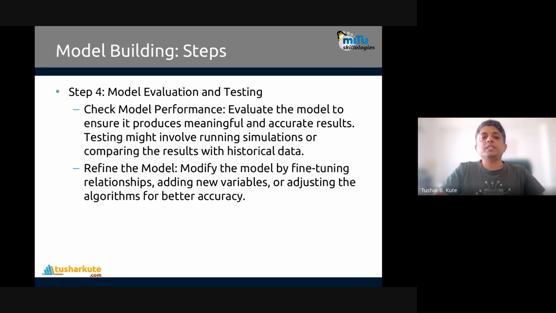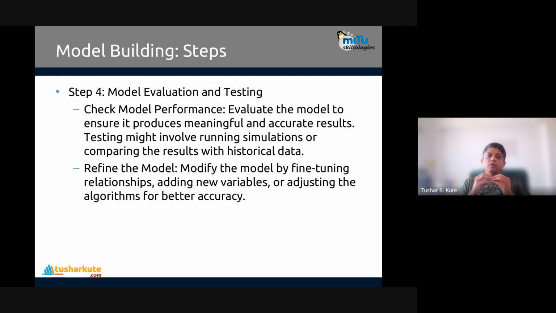With the help of it, you can see how to evaluate this model to ensure it produces meaningful and accurate results. Testing might involve running simulations or comparing results with historical data. Historical data is also present, like we have training data and testing data, by which splitting is possible. I'll show how to do this one.